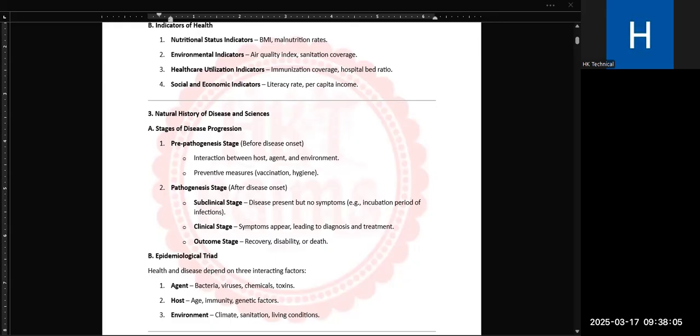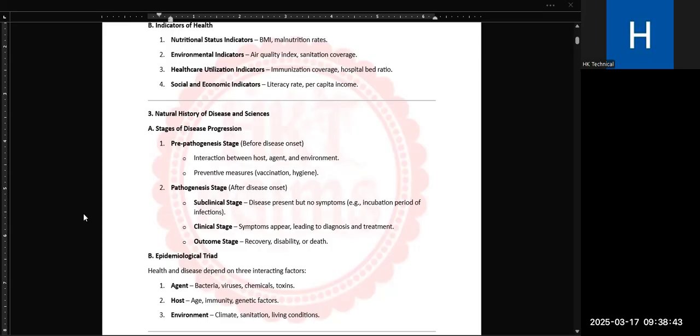Host is the person who is about to get the disease. Agent is what is causing the disease. Agent is also called the pathogen, right? Environment is obviously the environment the host is living in. Preventive measures can be taken, like vaccination, and hygiene can be maintained. Pathogenesis stage is the stage after the disease has already occurred in the patient. Those include the subclinical stage, clinical stage, and outcome stage.